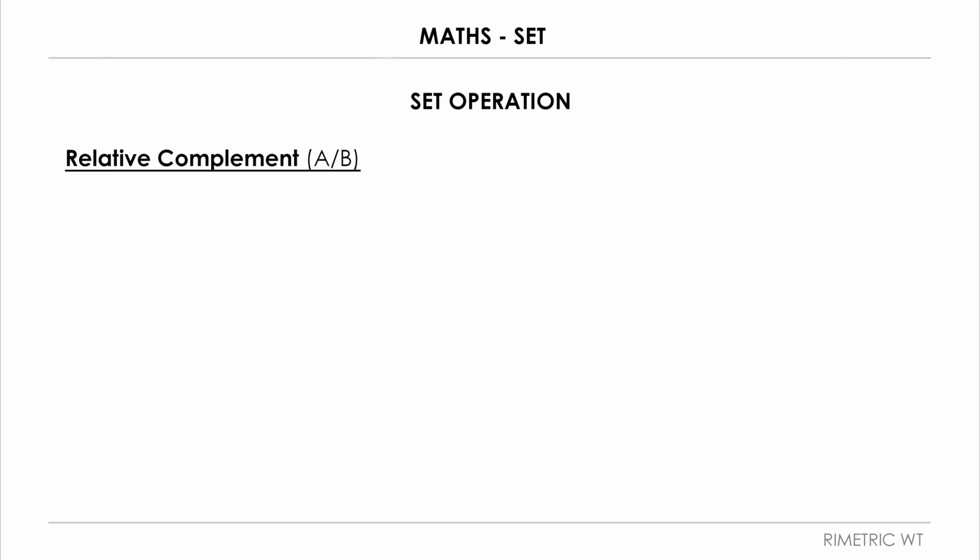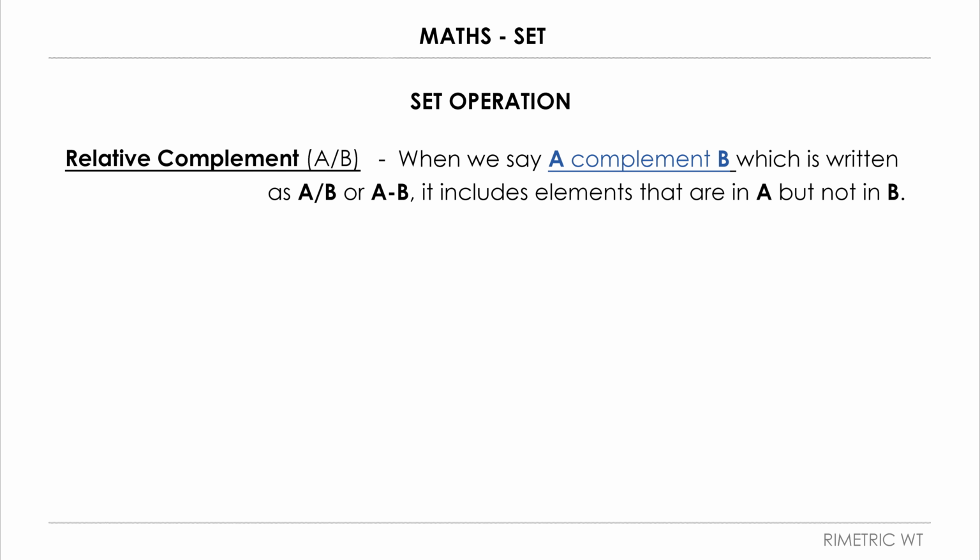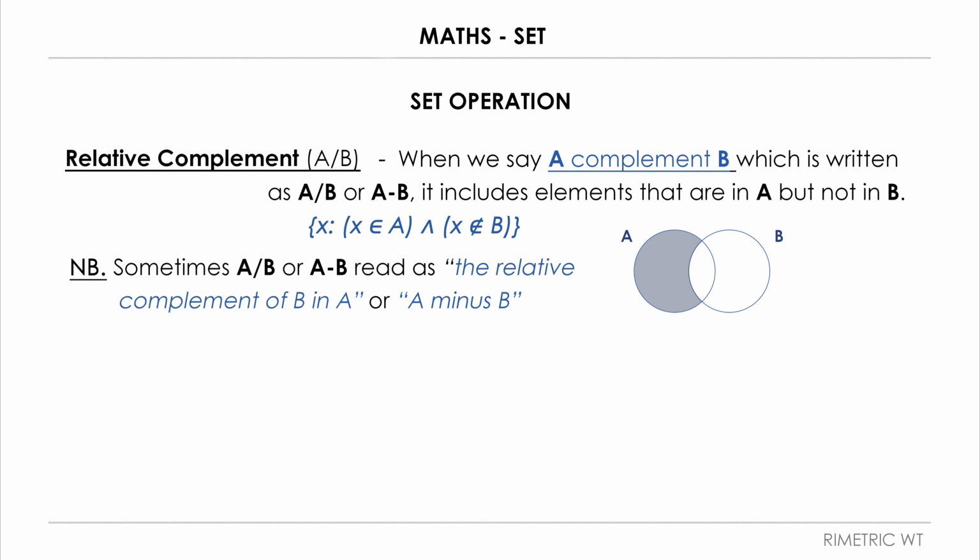The third one is relative difference, or relative complement, expressed as such. When we say A complement B, which is written as such, it includes elements that are in A but not in B. Logic-wise, it's written as a set of all x such that x is an element of A but not an element of B. On our screen, it looks like a crescent moon shape where B has been bitten out of A. It shows the area denoting only the members that are found in A, but not in B. Sometimes the relative complement expression is also read as the relative complement of B in A, or simply A minus B.